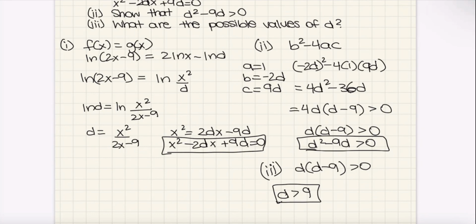Another way we can write this is we could also say that d must be a real number from 9, but not including 9, up to infinity. So this would be a second way of expressing the same thing.